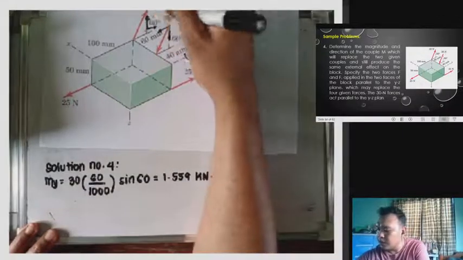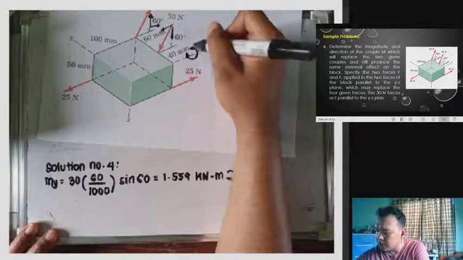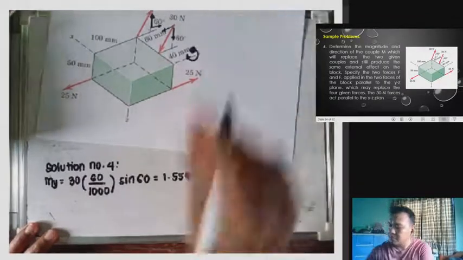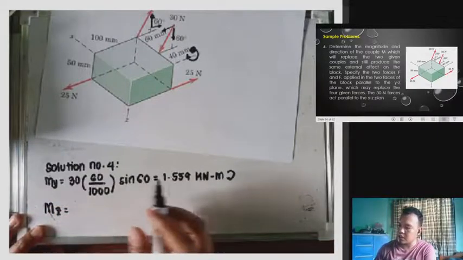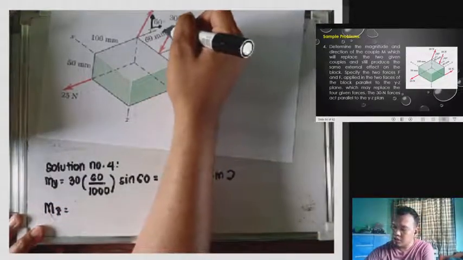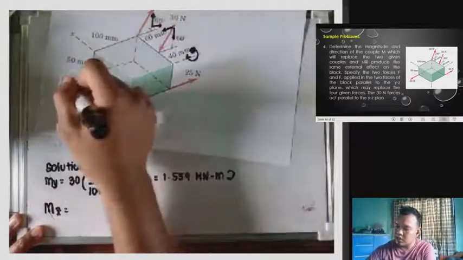Kasi yung galaw ay pa ganito. Balik pa yung drawing. Okay. Clockwise. Then, we have here moment at z-axis. Yung z-axis natin is ito at ito. Then ito at ito.